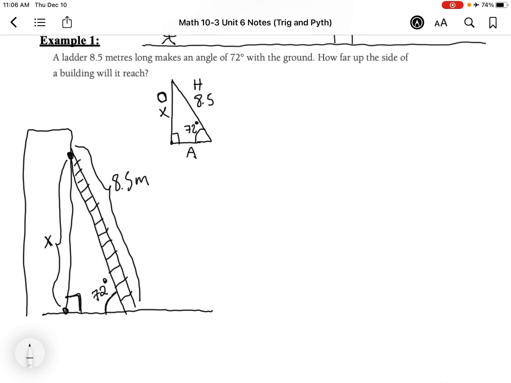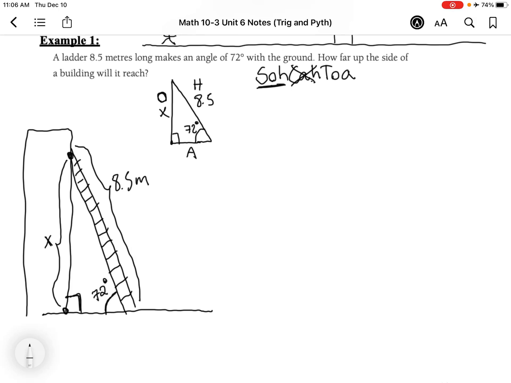Okay, so I'm going to write out SOH CAH TOA, because this will help me decide which trig ratio to use. And in this case, x is my opposite side. So I want a trig ratio that uses opposite. Well, that's either sine or tangent. The cosine isn't going to work here because it only uses adjacent and hypotenuse. And if I think about, well, which one of those two will work, I want my opposite and the one that I know is my hypotenuse. So I'm going to have to use sine because that's the trig ratio that uses opposite and hypotenuse.